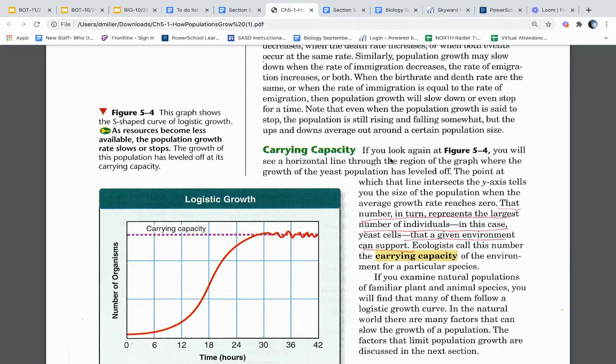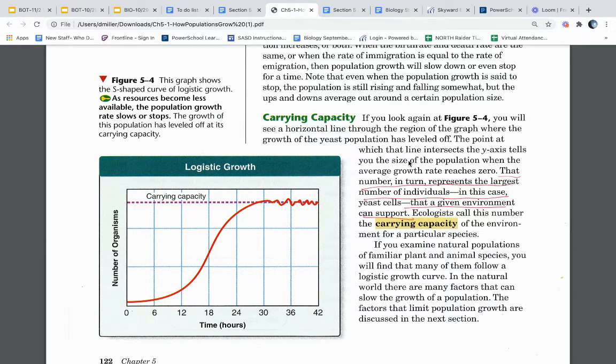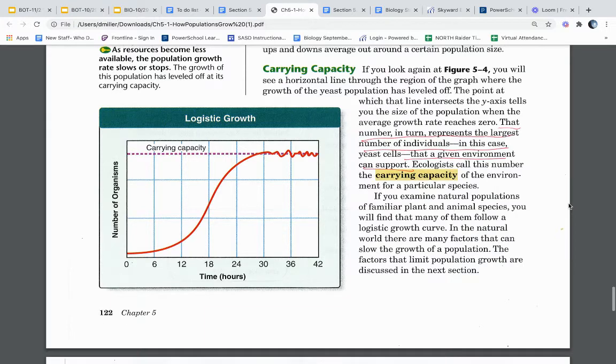Carrying capacity. If you look again at Figure 5.4, you will see a horizontal line through the region of the graph where the growth of the yeast population has leveled off. The point at which that line intersects the y-axis tells you the size of the population when the average growth rate reaches 0. That number, in turn, represents the largest number of individuals, in this case yeast cells, that a given environment can support. Ecologists call this number the carrying capacity of the environment for a particular species.